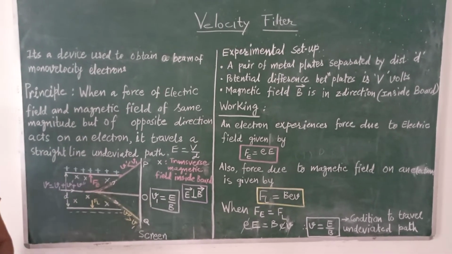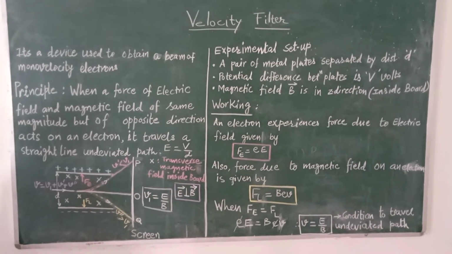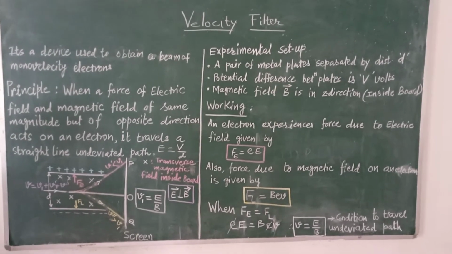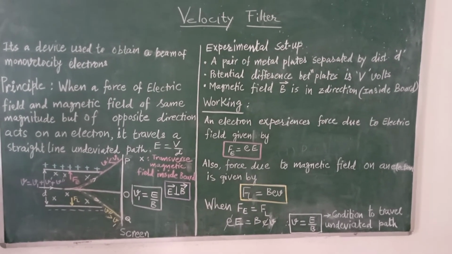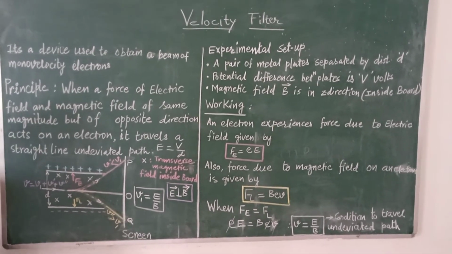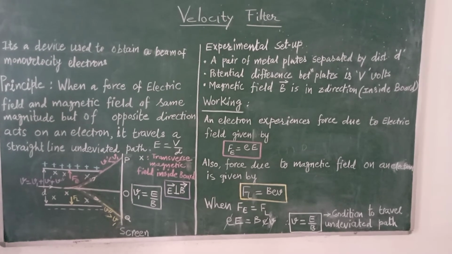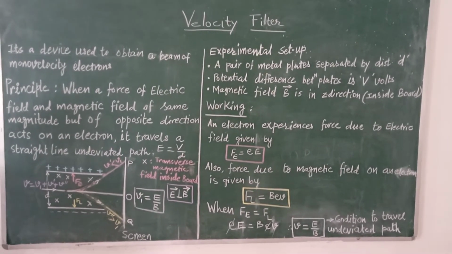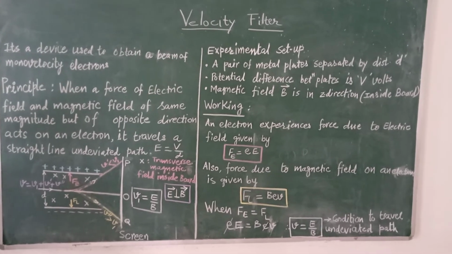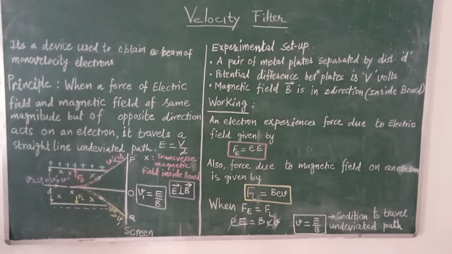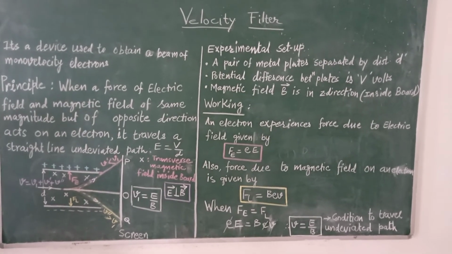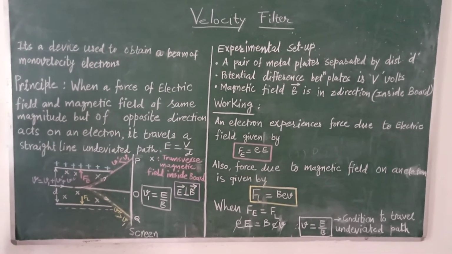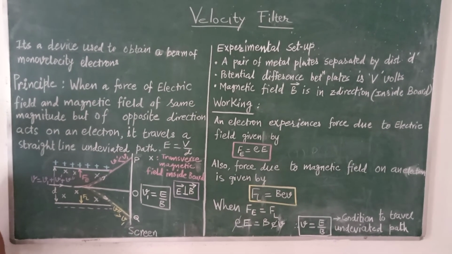So at point O, only the electrons which are experiencing the same amount of electric and magnetic force will reach, and they will satisfy the equation V1 is equal to E by B. If an electron detector is kept at point O, it will collect all the electrons having the same velocity, and this is how, with the help of this simple experimental assembly, we can separate out the electrons of desired velocity just by adjusting the values of electric field and magnetic field.